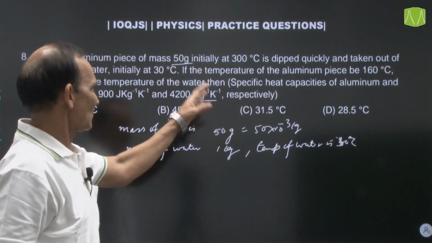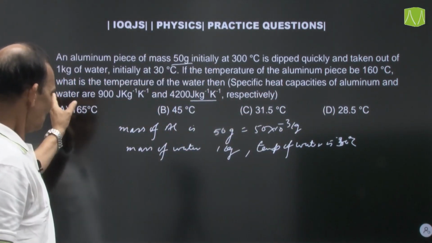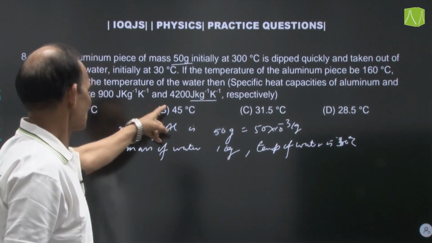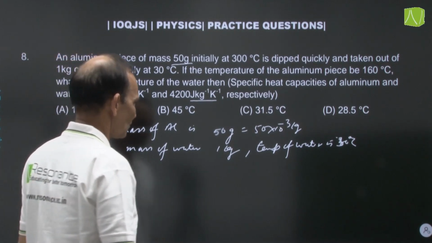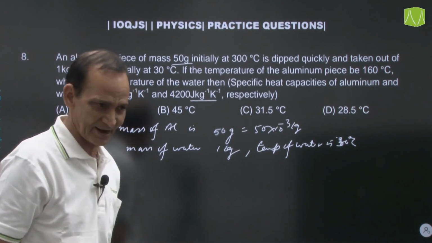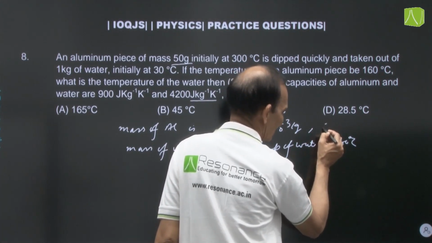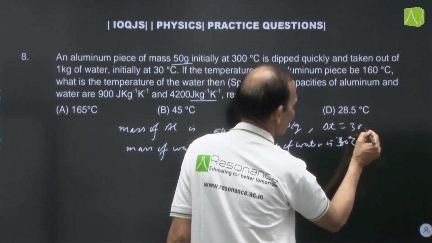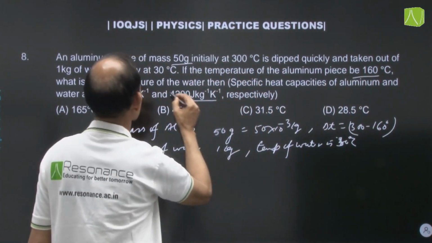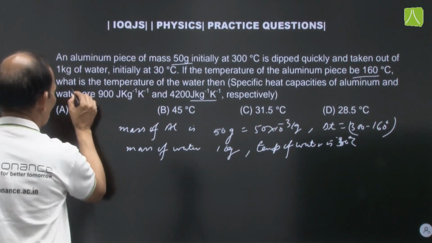The aluminium piece is at 160. The specific heat of aluminium is given, and that of water is also given. When the aluminium piece is dipped in water, heat is taken by water and heat is given by aluminium. So the change in temperature for aluminium, delta T, is 300 minus 160. The final temperature is this and the initial temperature is 300. We have to find the temperature of water.